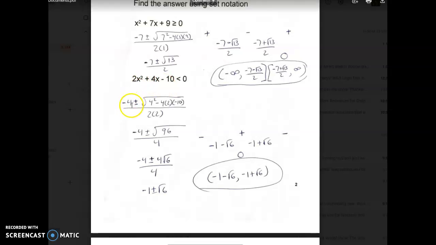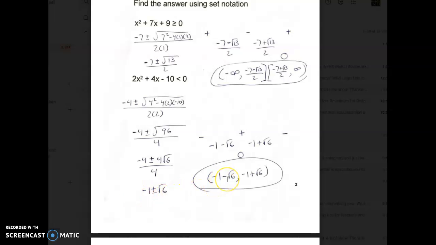Second one, -4 plus or minus the square root of 4 squared minus 4 times 2 times -10 over 2 times 2 becomes -4 plus or minus root 96 over 4. Root 96 simplifies to 4 root 6. We do need to simplify radicals when we can. And when we divide both terms by 4, we get -1 plus or minus root 6. Root 6 is 2 point something because root 4 is 2 and root 9 is 3. So root 6 is between 2 and 3.